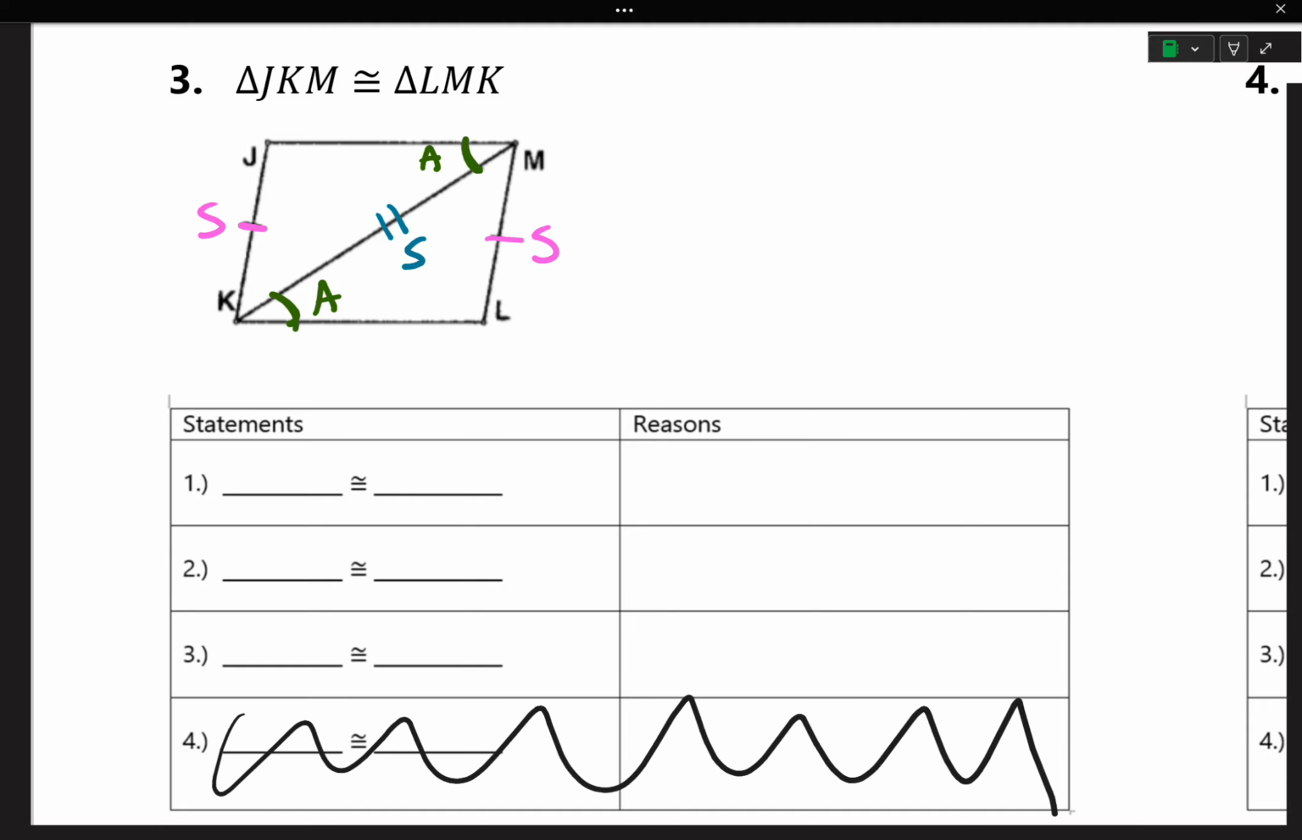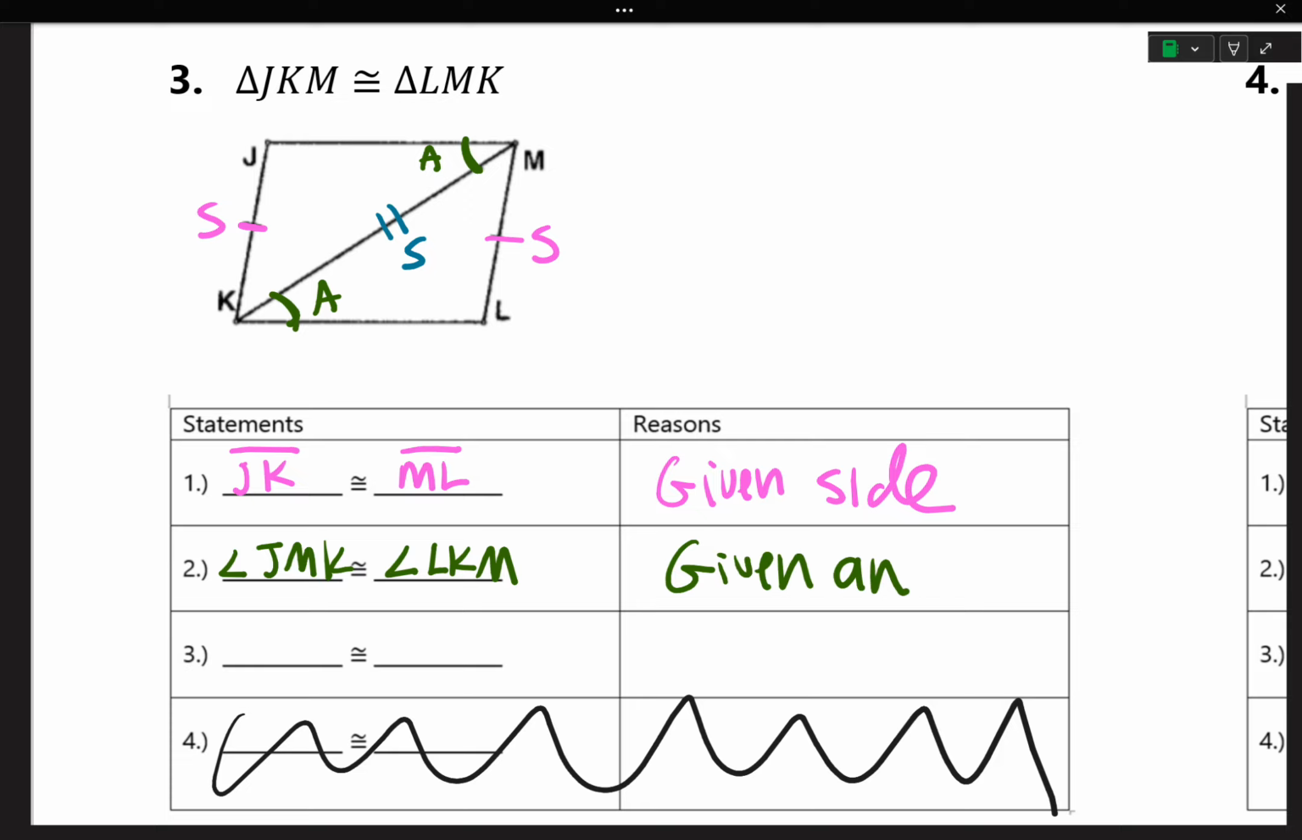We're not going to fill out 4, but let's write some congruency statements. Well, they both have side JK marked with 1 tick and ML marked with 1 tick, and that was given to us. We also had the two angles, angle JMK and angle LKM. That was given to us. And we also know that they both share the side KM. And we know that because of the reflexive property.